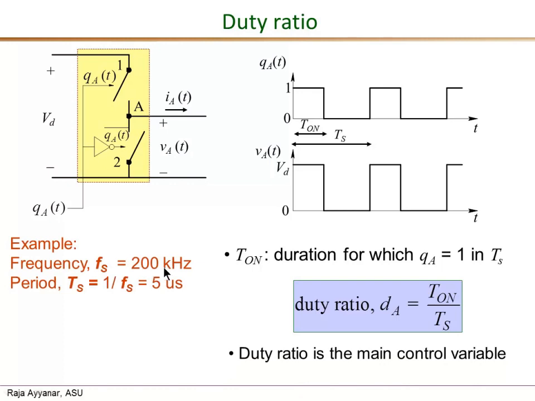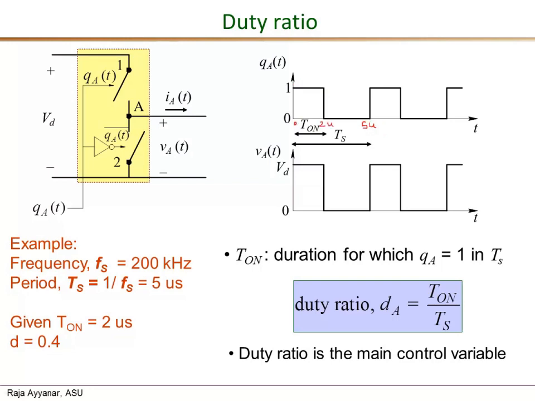Now, going back to our example of Fs equals 200 kilohertz, giving a switching period of 5 microseconds. Let's say this T on interval, we know that this is 0 and this is 5 microseconds, and let's say this T on interval in the first switching period is 2 microseconds. Then the duty ratio would be 2 microseconds T on divided by Ts, which is 5 microseconds, or D equals 2 micro over 5 micro, equal to D of 0.4.